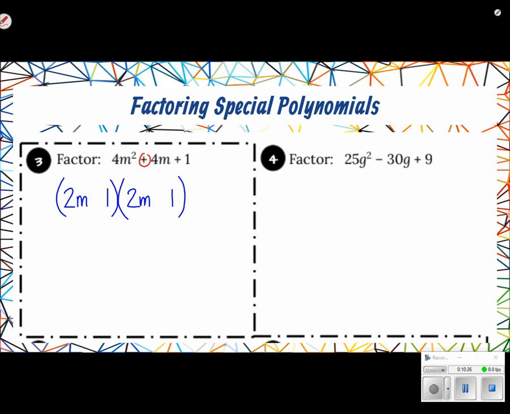Because this is a plus, both of these are pluses. All right, let's double check it. So 2m times 2m is 4m squared. 2m times 1 is 2m. 1 times 2m is 2m. 1 times 1 is 1, so you get 4m squared plus 4m plus 1. So we would write this as 2m plus 1 squared.